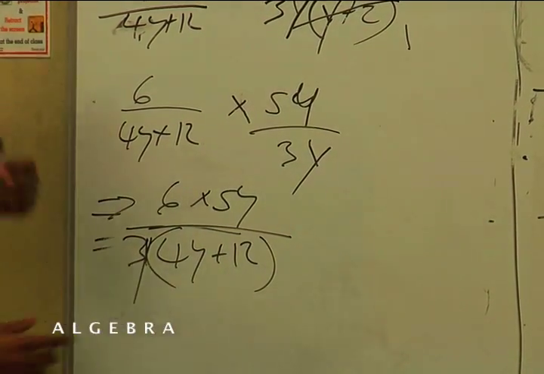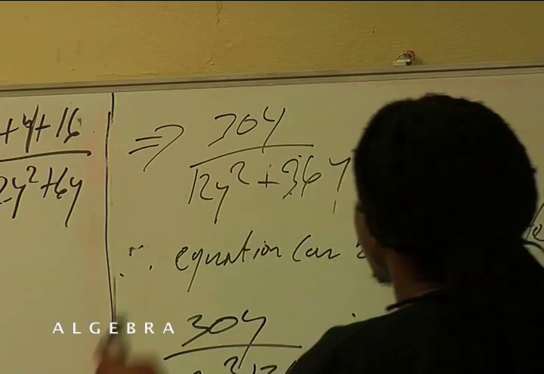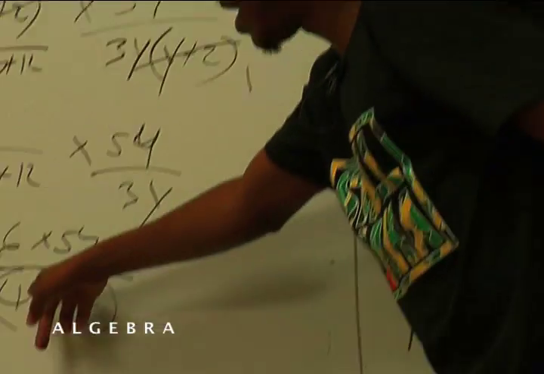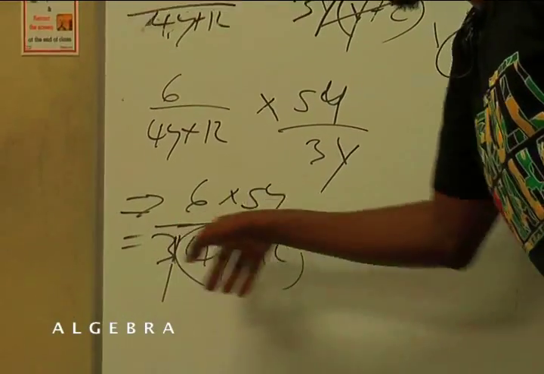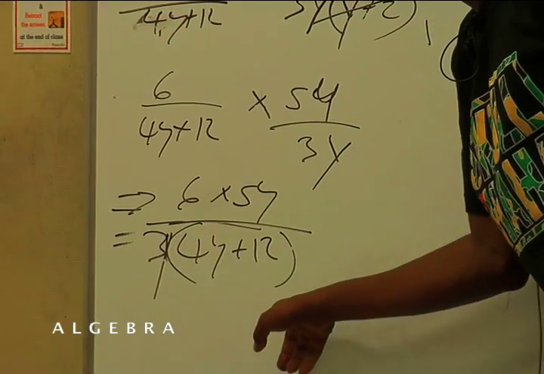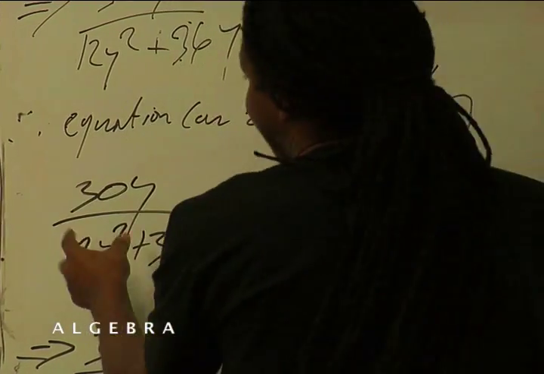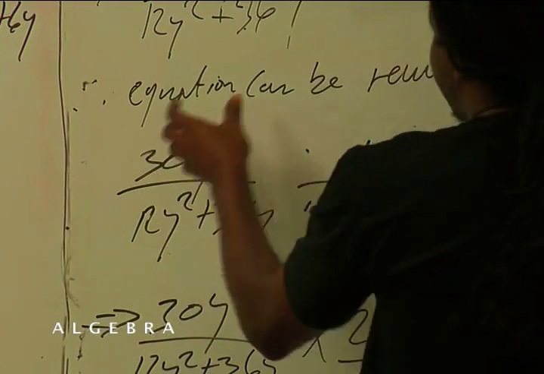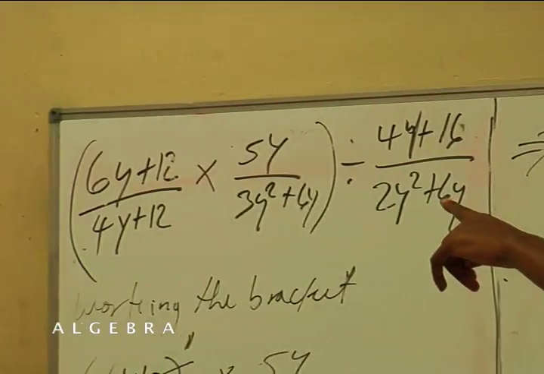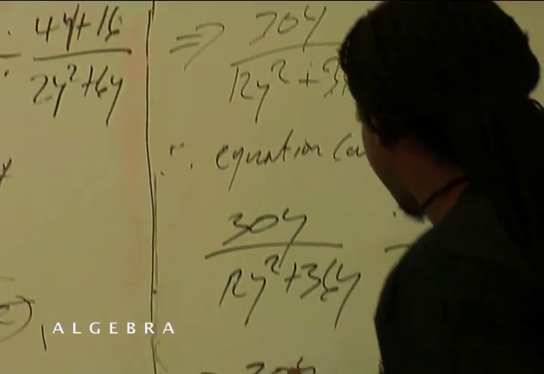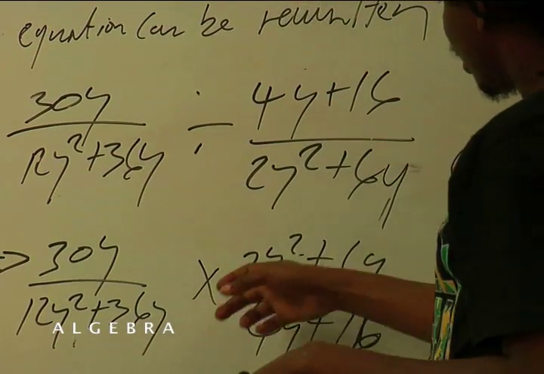I will do everything in the bracket. So it comes back as 30y, which is 6 times 5y, over 12y squared, 3y times 4y, plus 36y, 12 times 3y, or 3y times 12. So that now comes back to my original equation because the bracket is equal to this. So therefore it can be rewritten as the answer for the bracket divided by what they told us to divide it by. So in a division you turn it upside down.